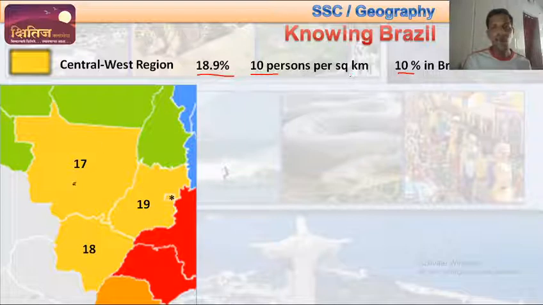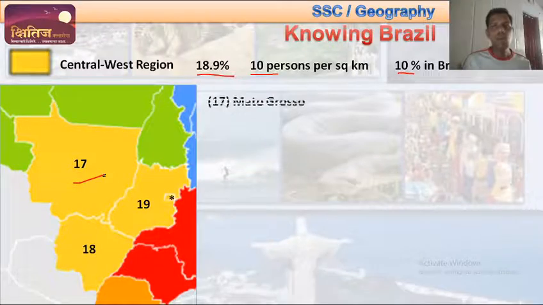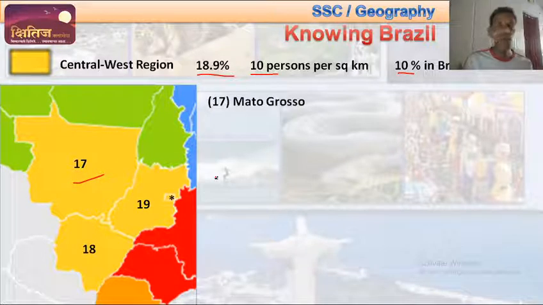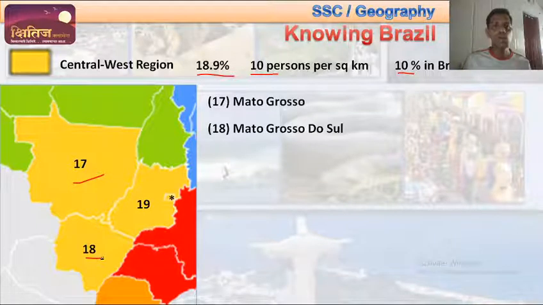Number 1, or rather number 17, because we are continuing with the same number. Number 17 is Mato Grosso. Okay, Mato Grosso. Grosso means grass. This entire region is grassland. So Mato Grosso. Number 18, just to the south of it, is Mato Grosso do Sul. Okay, Mato Grosso do Sul. Just like Norte means north, Sul means south.